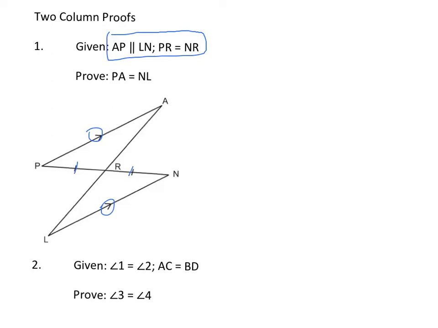We are trying to prove that PA is equal to NL. So those two sides that are parallel. In order to do that, we want to get the triangles congruent. As you can see, we got two triangles in our picture here. And then we can say, once we get the triangles congruent, that any corresponding parts are equal, which in this case would be the two sides. So that's kind of my goal here. So let's look at our two-column proof.